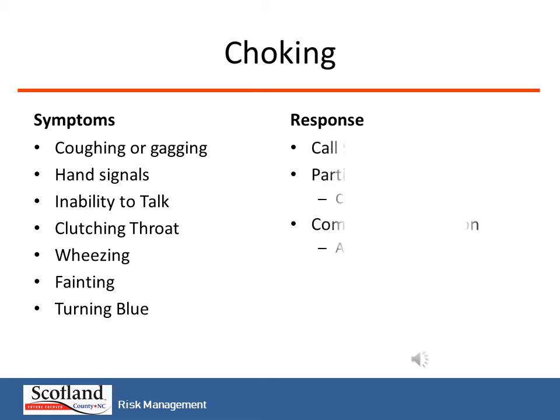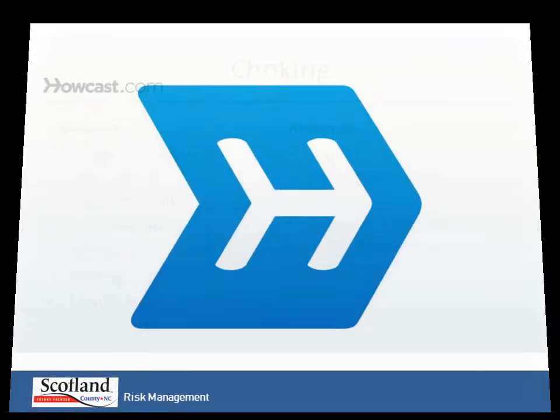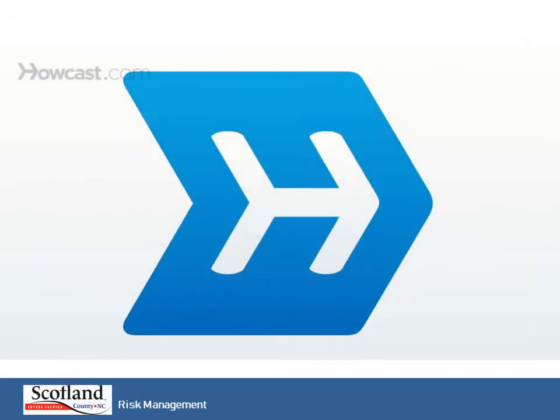If a person is choking, call 911 or get a bystander to call. If there is a partial obstruction, the person is still getting air and able to cough. Stay with the person, encourage them to continue coughing. If there is a complete obstruction, the person will not be able to breathe. Begin abdominal thrust immediately. The following video demonstrates how to perform abdominal thrust.